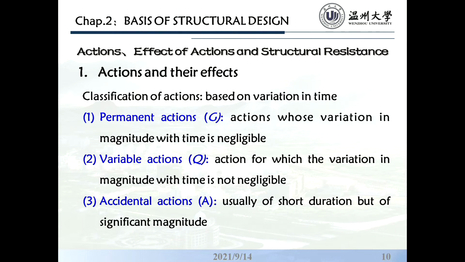What else? Like tsunami, right? Some buildings are near the seaside, and sometimes they have a tsunami. Why does a tsunami happen? Also because of an earthquake, right? The sea quake happened and caused the tsunami. It is applied on the buildings. It can also be regarded as an accident action.